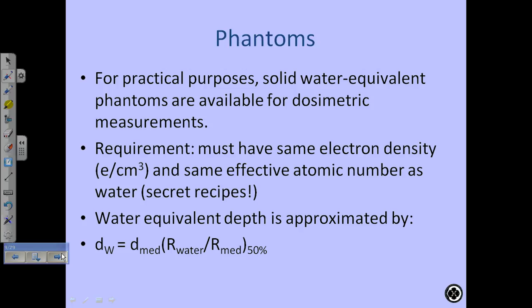So how do they calculate this 2 centimeters? This is how they calculate it. That material is probably polystyrene or acrylic, some kind of plastic material. They know the R50 of that material, because they've measured it. They know the R50 of water, because they've measured it, for that particular energy. So the depth in water is equal to the depth in the particular medium times the ratio of those R50s. So if this is 1.7 cm, then the depth in water is going to be 2, because this ratio would be greater than 1. That's how they get the value of 2.